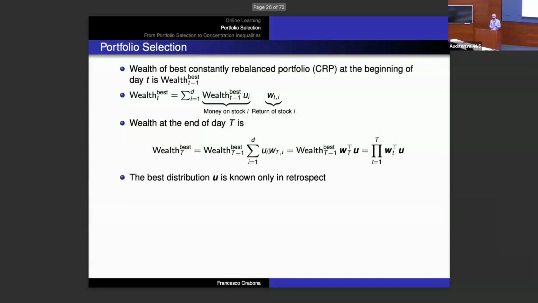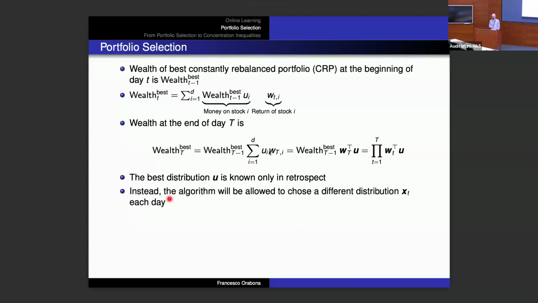Now, what is instead the algorithm? And one important thing, what is the best distribution? This is known only in retrospect, right? Only at the end of the game, you can look at the stock market over these capital T days and you can say, oh, this is what I should have done, right? And how do you do that? Well, it's simple. You just take this function here and you maximize with respect to u in the simplex. That's it. This is a convex problem, so you can easily do that.